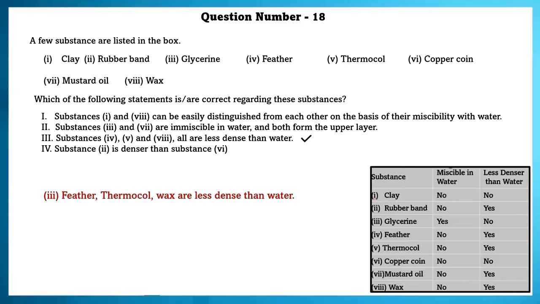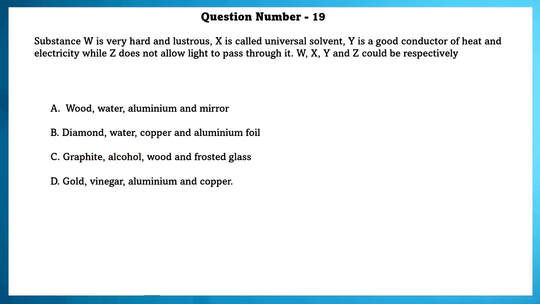Fourth one, substance 2 is denser than substance 6. Rubber band is less dense than copper coin. So this is also false. So the correct option is the third option.